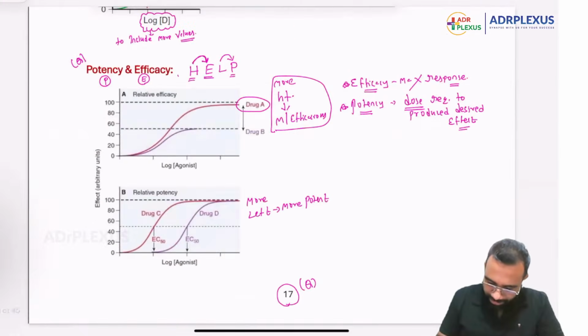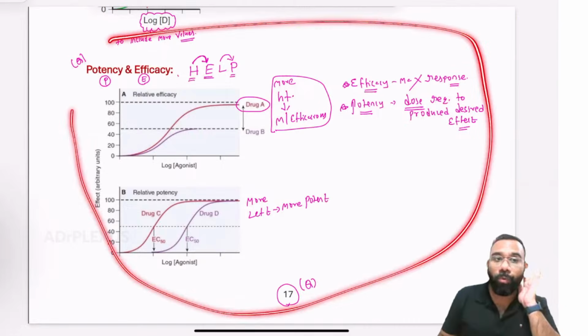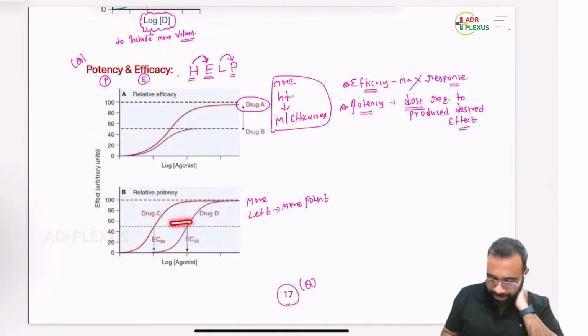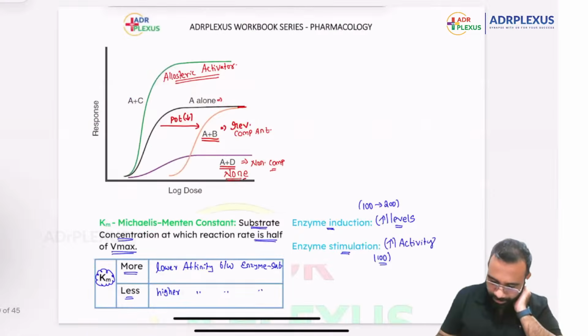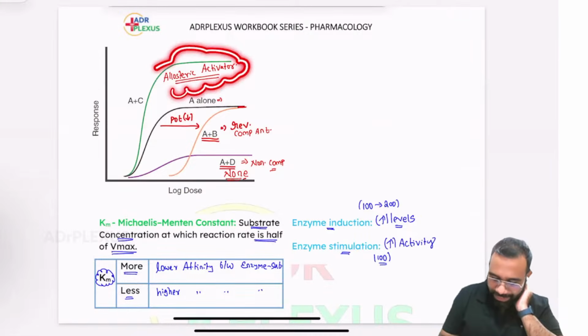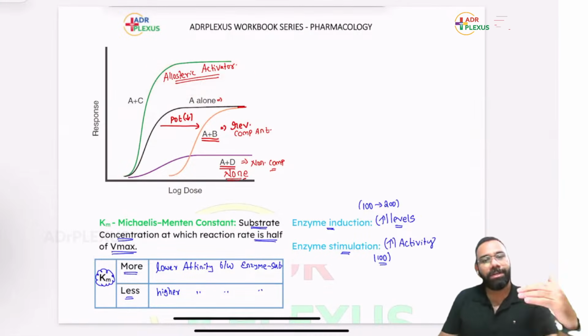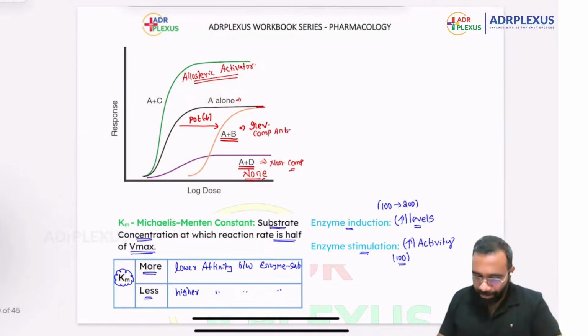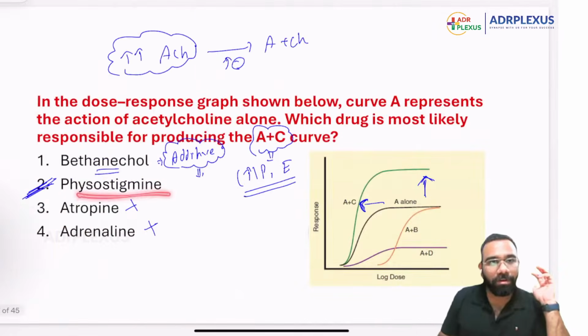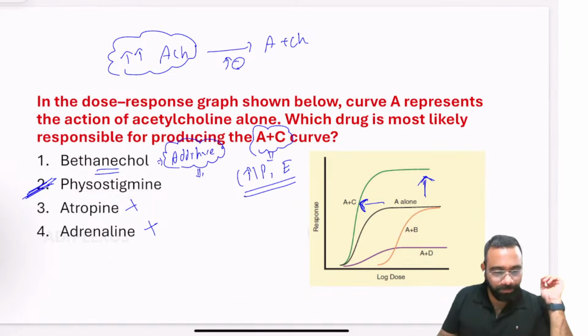If you see this graph in our workbook, if it is moving to the left side, that is more potent, and if it is moving higher, that is more efficacious. That's what I mentioned here also. So it is an allosteric activator, which is activating A. What is that A? That is acetylcholine, which is being increased by physostigmine. That's all about this physostigmine part.